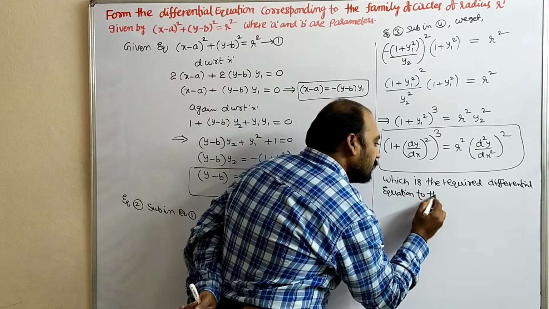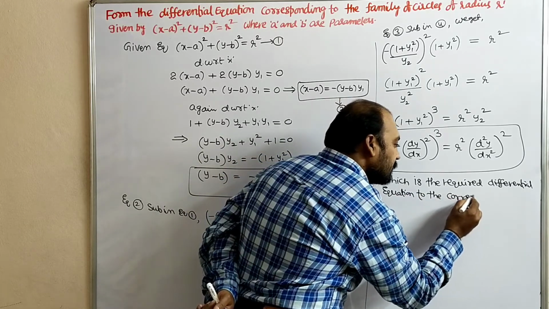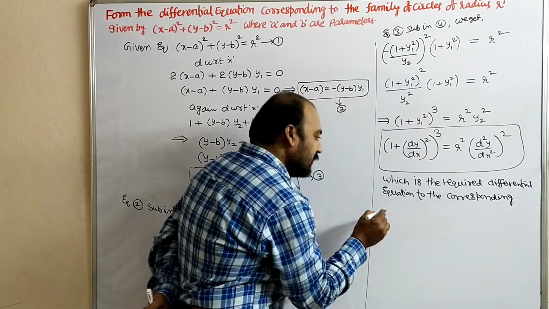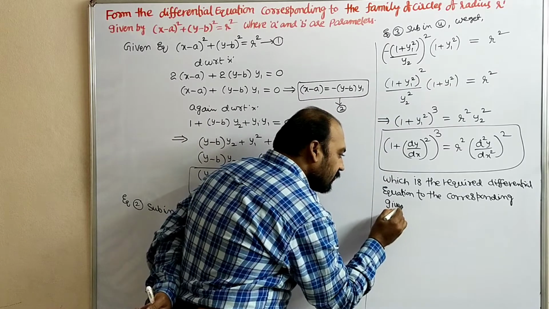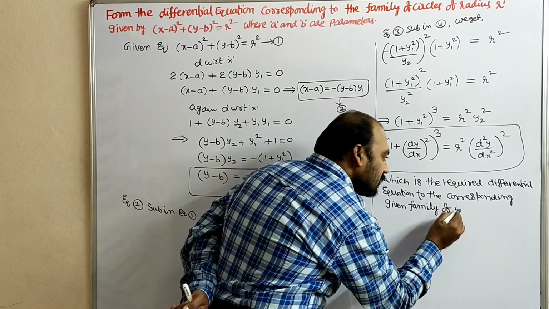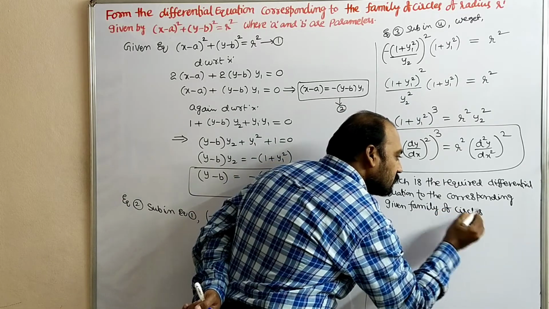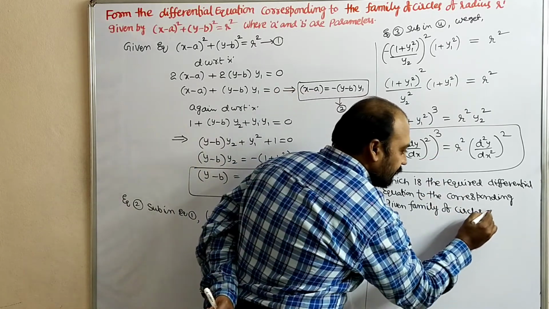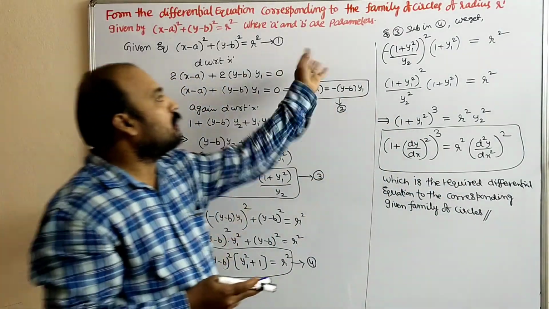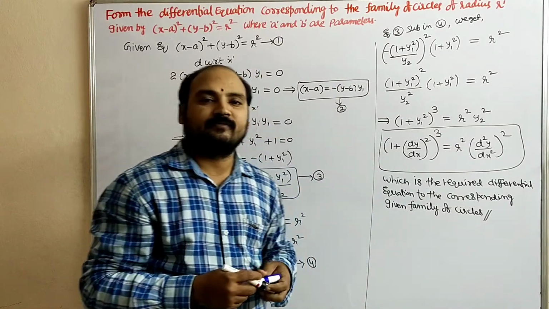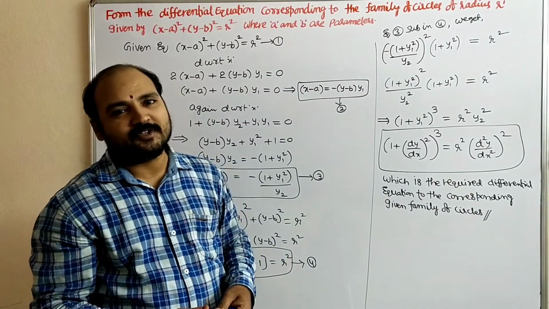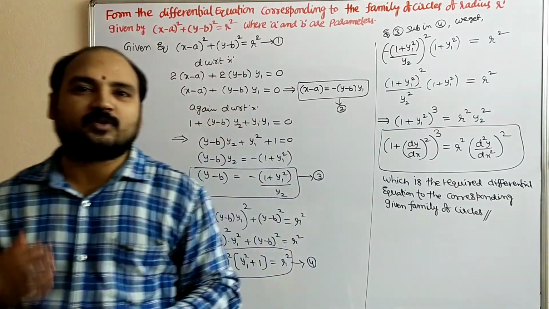corresponding to the given family of circles, with center A comma B and radius R. No need to mention, this is enough. This is the required differential equation. We'll move to the next question.